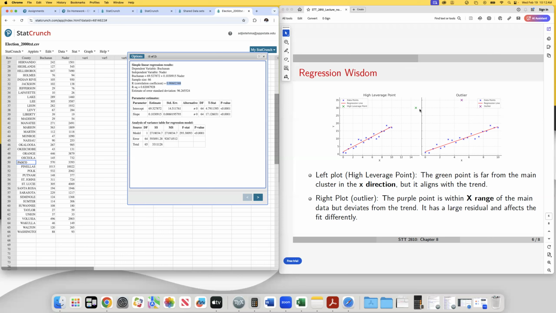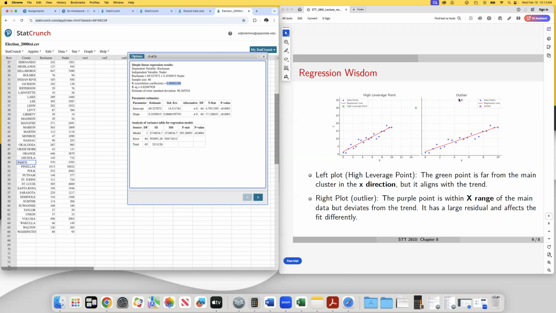Do you have any questions? So usually outliers have large residuals because remember, residual is what? Observed, and then the predicted will be somewhere here. It's going to be very large, like we saw in the other example.